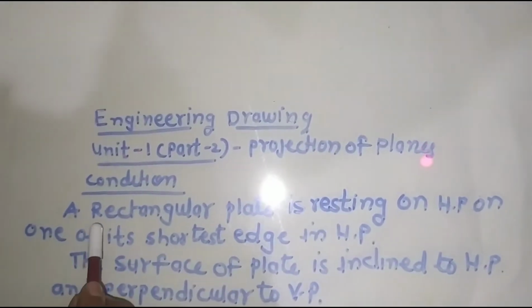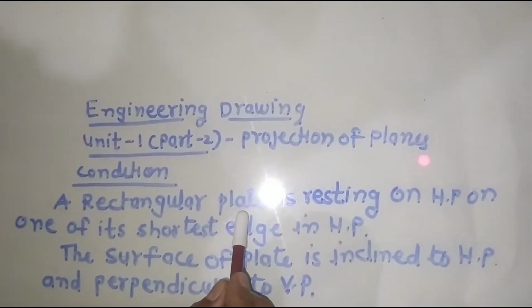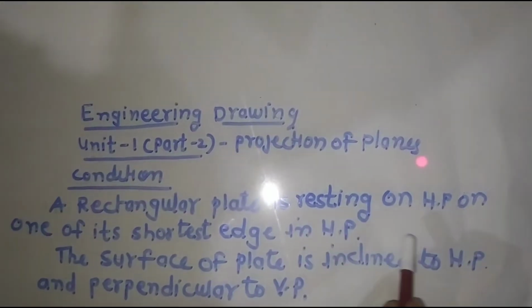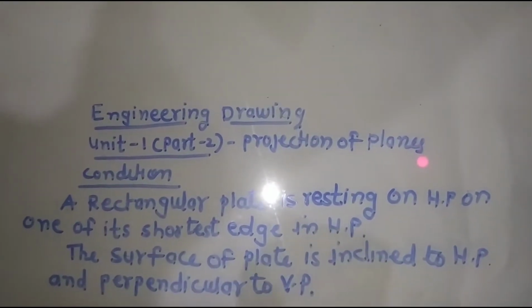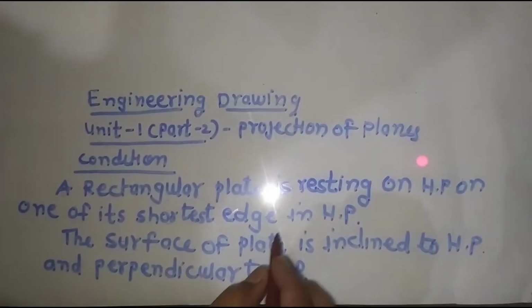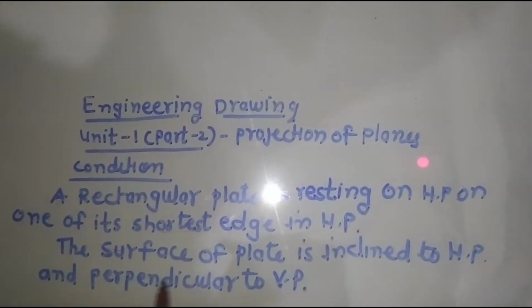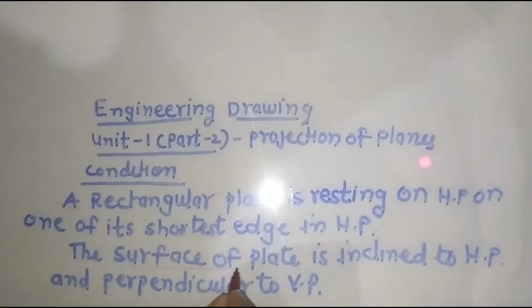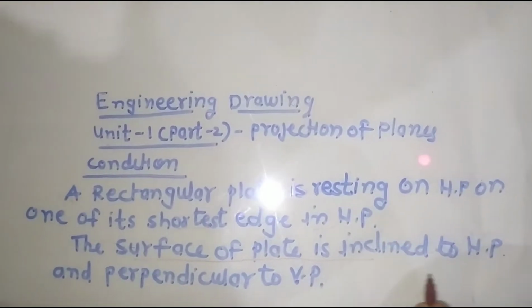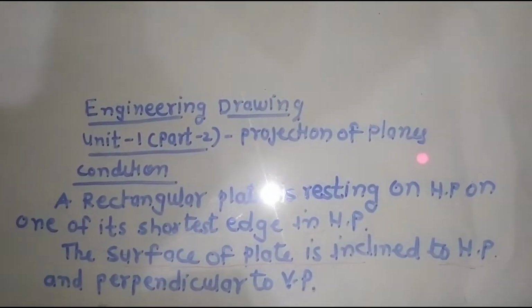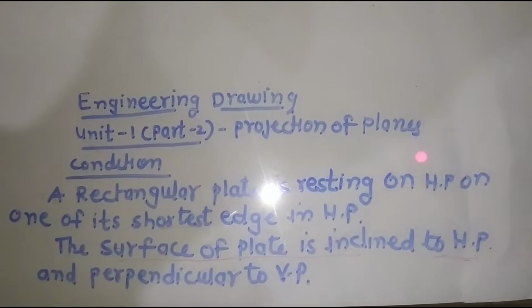Condition here is a rectangular plate. A plate, which is a rectangle shape, is resting on HP on one of its shortest edges. In HP, the surface of the plate is inclined to HP and perpendicular to VP.